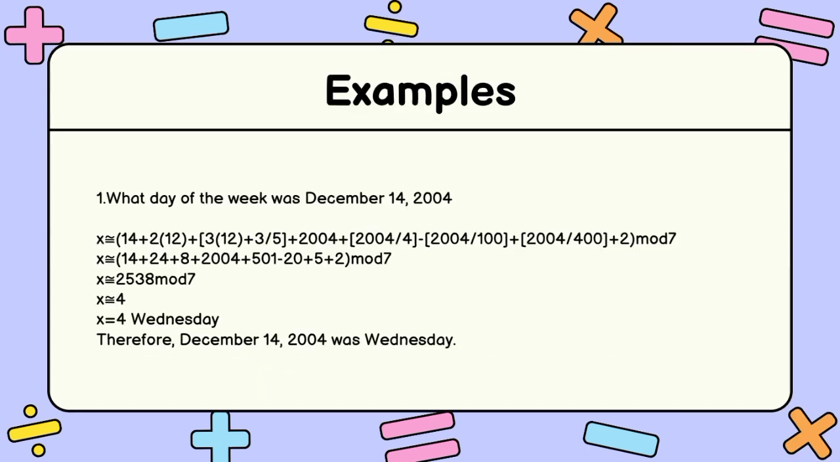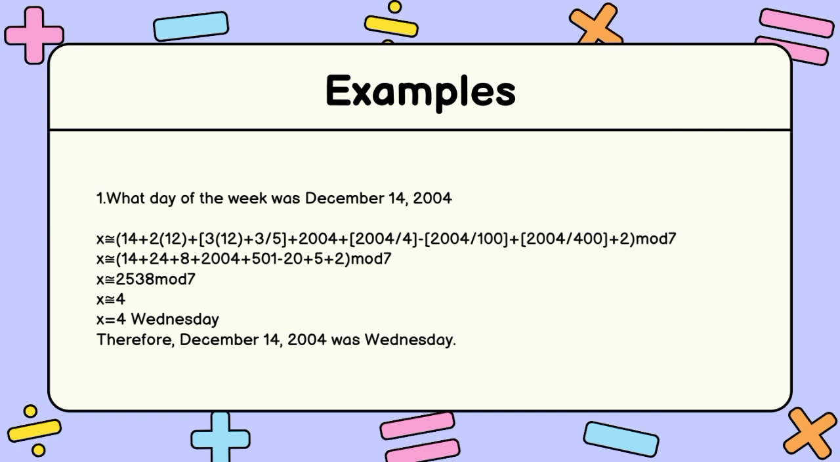This is example number 1. What day of the week was December 14, 2004? First, we identify the day, month, and year to solve for x. The day is 14, the month is December, so 12, and the year is 2004. Let's solve this. x is congruent to 2538 with a modulo of 7.